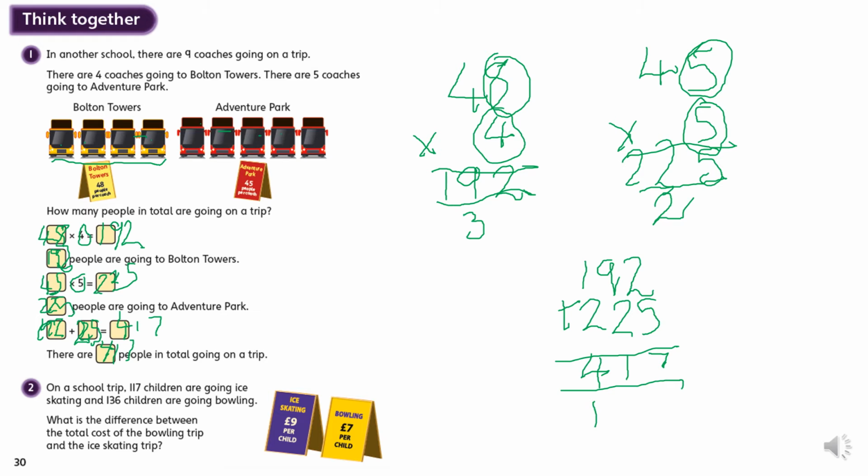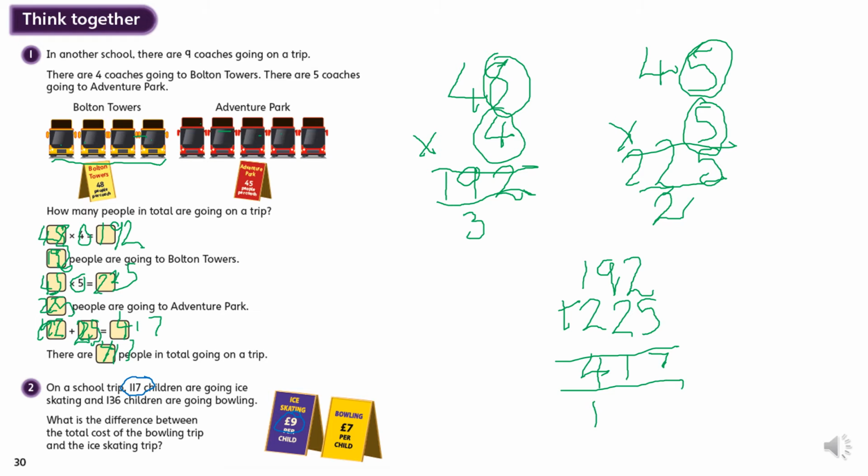And then the last question, question number 2 on this slide, it says on a school trip, 117 children are going ice skating and 136 children are going bowling. What is the difference between the total cost of the bowling trip and the ice skating trip? Right, so first of all, we need to work out how much it's going to cost for each child. So it says 117 children are going ice skating. How much does it cost for each child to go ice skating? It is £9 per child.